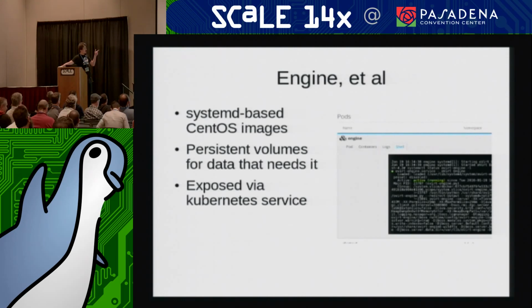So for the oVirt engine, that's the management server. This is a little screenshot of another project called Cockpit, which is a web-based admin interface. It works on relevant Fedora and CentOS, and I'm not sure what the support is on other distros at this point, but there's a plugin for Kubernetes where you can get a view into your Kubernetes setup, and you can drill down into particular pods and access their shell. And this is just the oVirt engine running there. But like with Gluster, I use a systemd-based image, and I'm using CentOS 7.